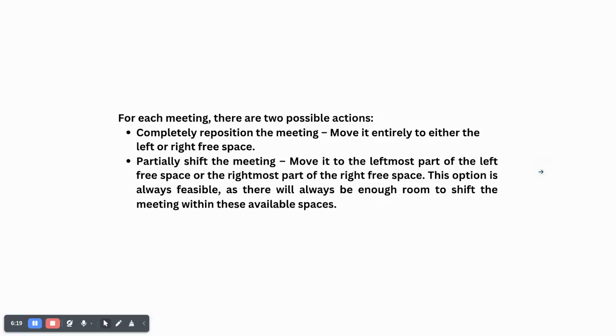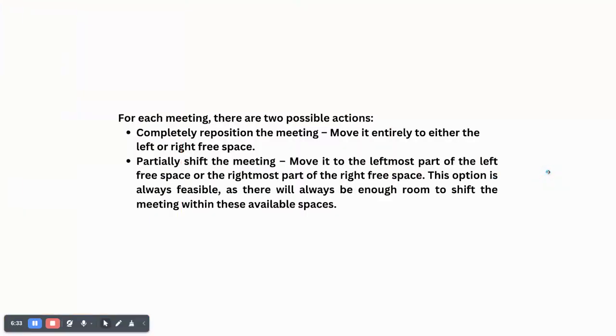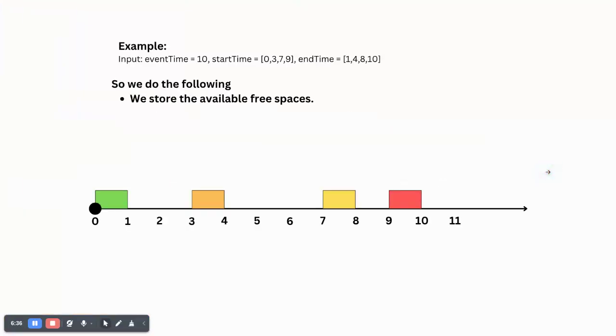And even if we don't have space between them, like this one, we're going to be placing these as zero free spaces, so it doesn't matter. We assume that we already shifted it to the right. And so this is how we are going to solve the problem.